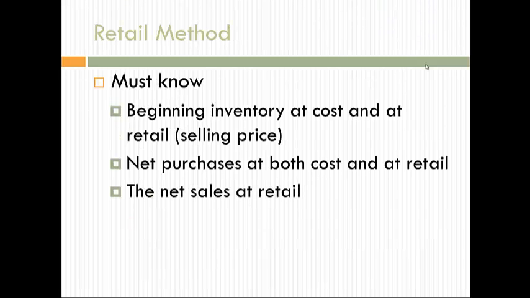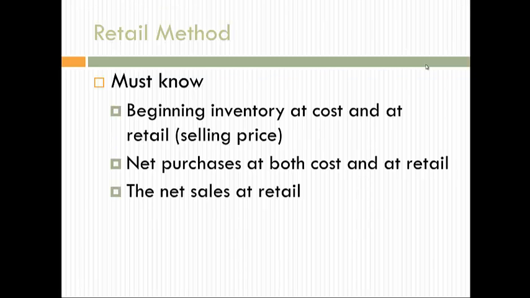Let's look at the retail method first. To use the retail method, a business needs to know three things. First one is the value of beginning inventory at cost and at retail. At cost means the cost to the business, and at retail means the selling price of the inventory. The second one is the value of net purchases at both cost and retail. And the third is net sales at retail.